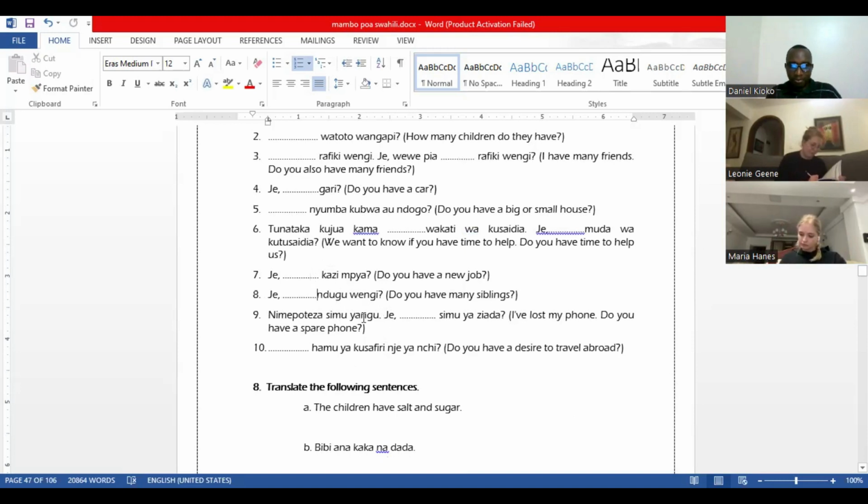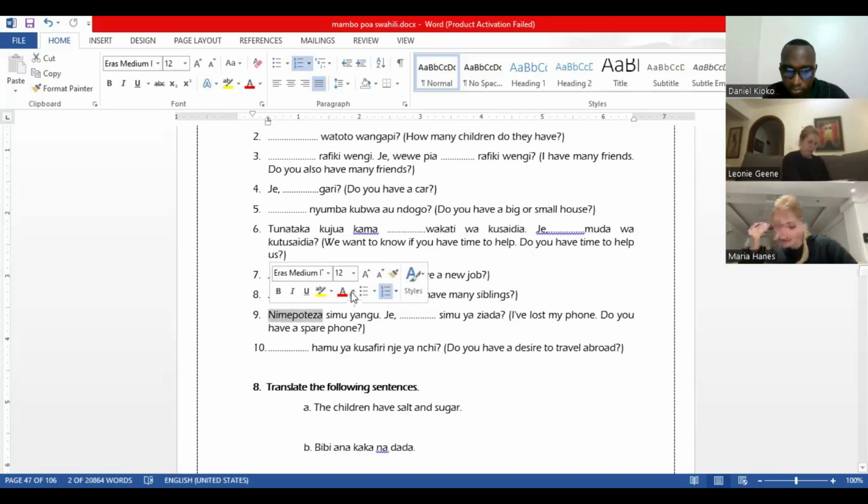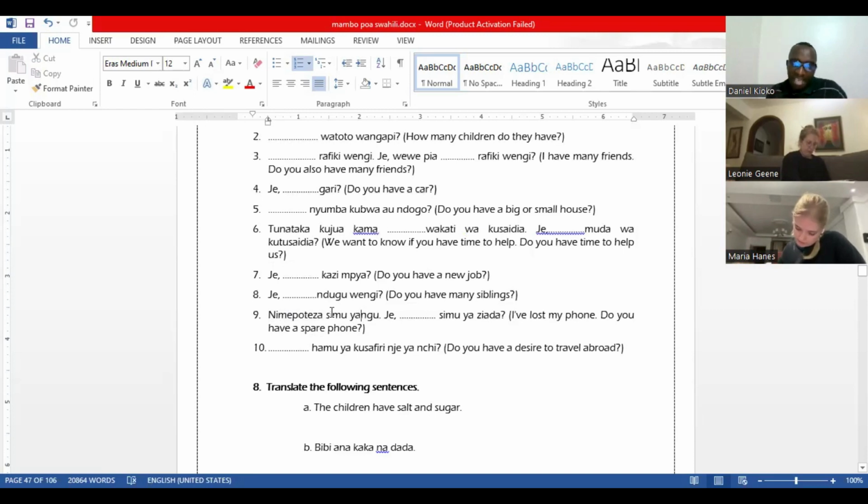Je, una ndugu wengi? Nimepoteza simu yangu. Je, una simu ya ziada? But I guess the words inside there are also good for learning. Kazi mpya. Mpya means new. Number 7, wengi. Wengi is "many," and ndugu is "siblings." Again, because of the noun class here, we are talking of human beings, but when it ends with NGI, it can be mingi, nyingi, all that.